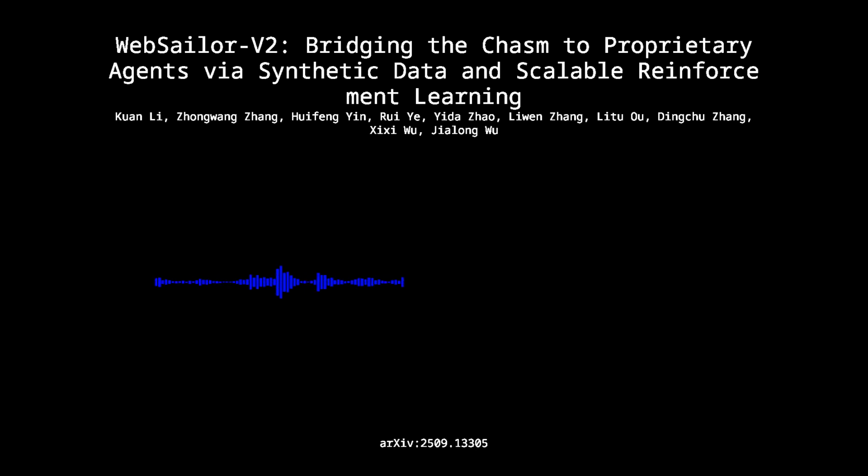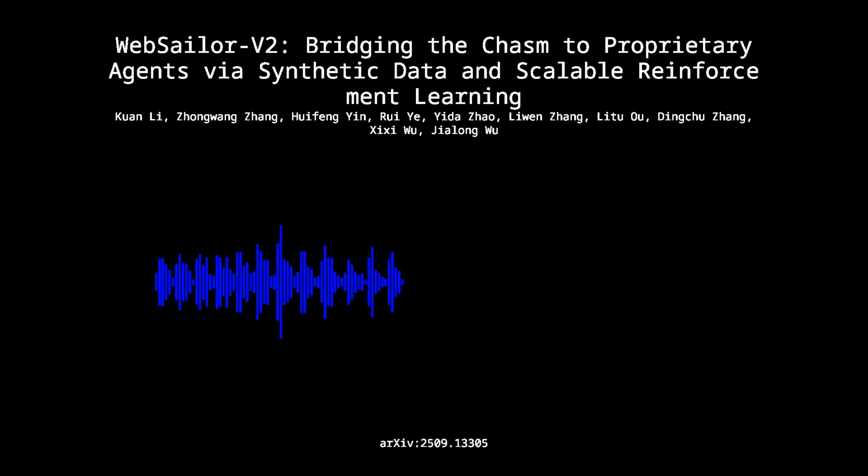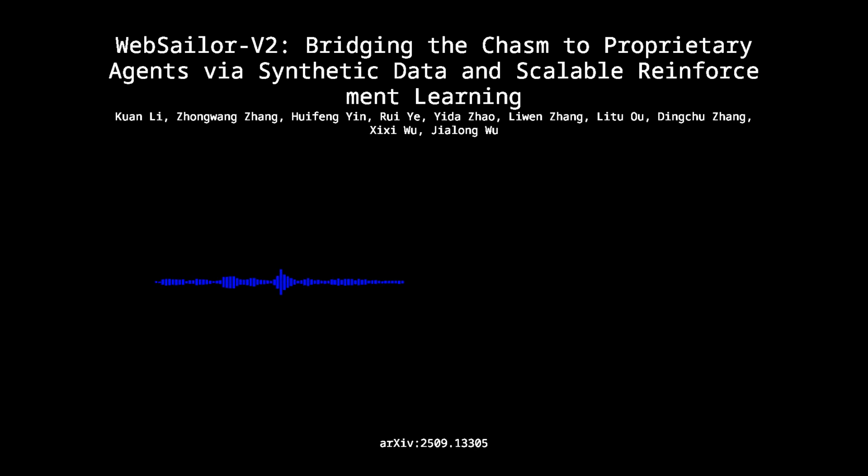Okay, so we have the setup. Now let's get into the nuts and bolts of the policy optimization itself. The core RL algorithm they use is a tailored adaptation of GRPO, that's generalized proximal policy optimization, and it's optimized using a token-level policy gradient loss.